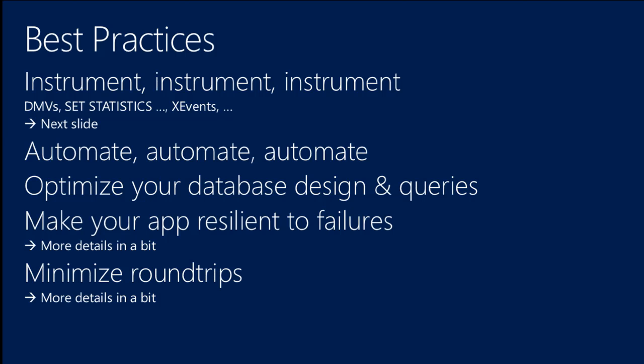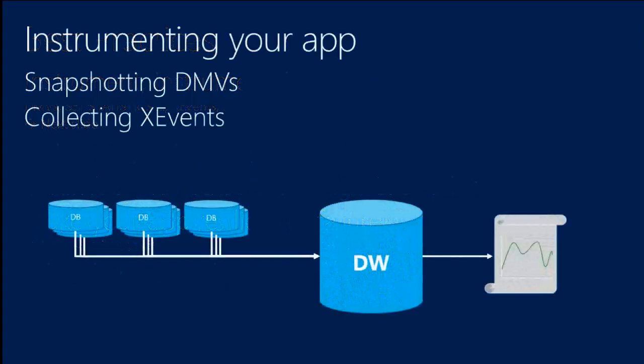And then, minimize round trips. I have a demo for this one as well. This is, I guess, also somewhat a common best practice, but you want to try to reduce overall the number of connections or round trips that you make to your database and try to batch things together, right? And I'll show some examples here. All right, so instrumenting your app.